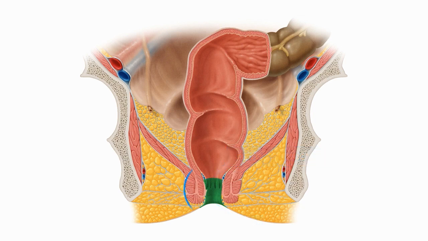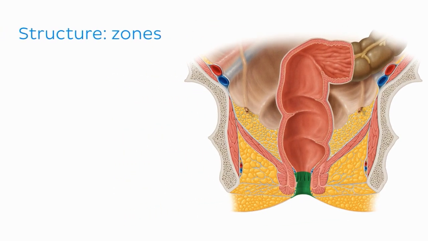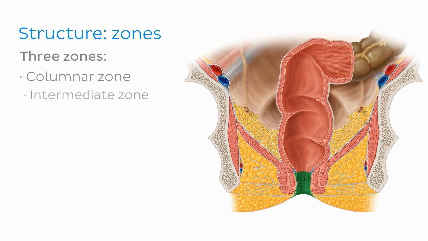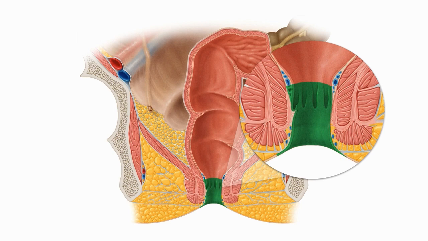Let's now zoom in a little bit on this particular section, and we're going to talk about the anal canal's zones. Now, the anal canal can be divided into 3 zones, and these include a columnar zone, an intermediate zone, and a cutaneous zone. And of course, we're going to look at this a little bit more closely. So in our breakout here, you can see the anal canal divided into 3.